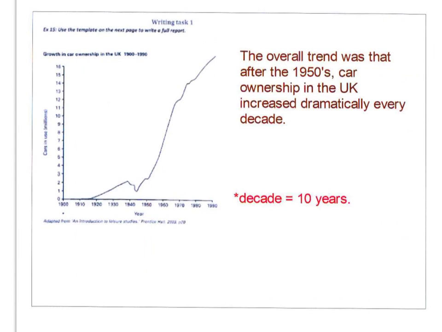In my conclusion, I'm going to write about an overall trend. The overall trend is the main picture that we see by looking at this graph. The overall trend was that after the 1950s, car ownership in the UK increased dramatically every decade.